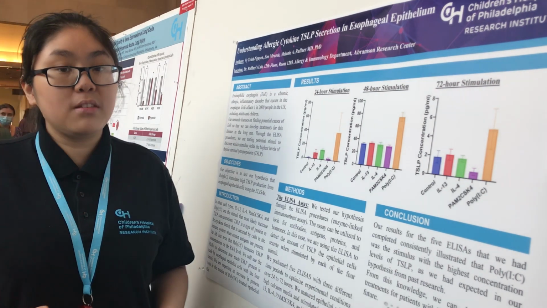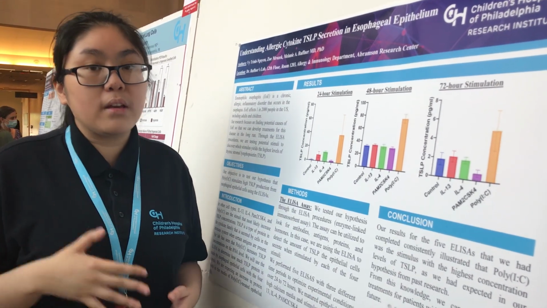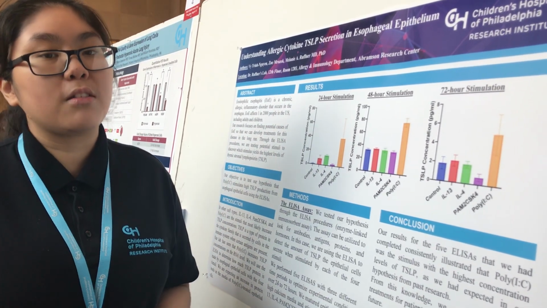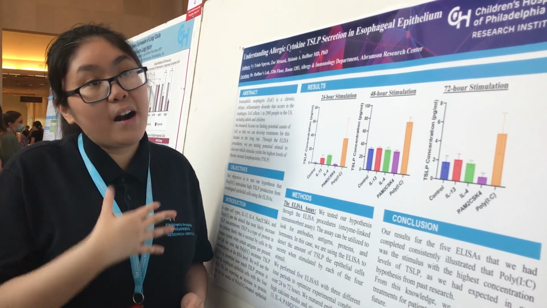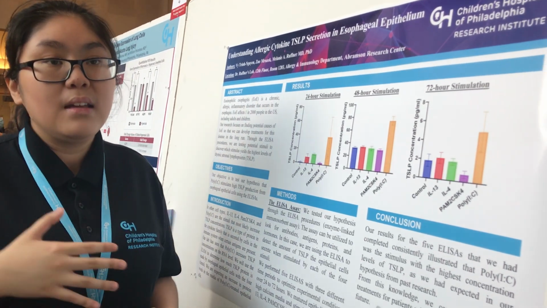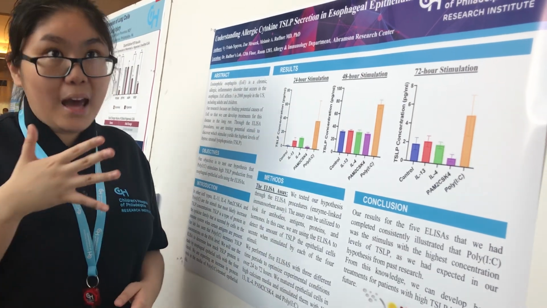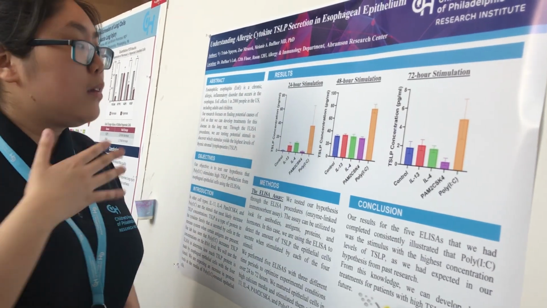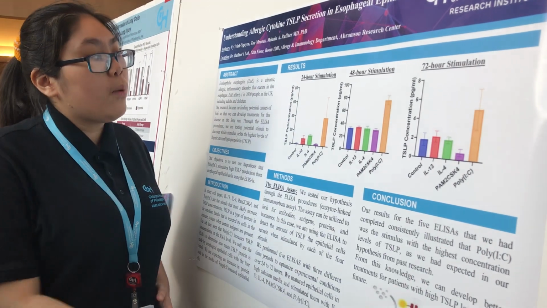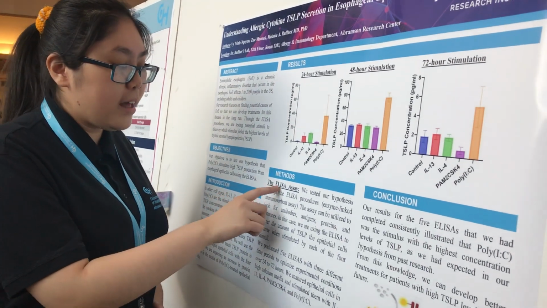Our hypothesis is that poly-IC will increase TSLP concentration the most because, again, on the RNA level, we have seen poly-IC having the most TSLP concentration, but now we're going to be testing it on the protein level. So we have tested it using the ELISA assay.